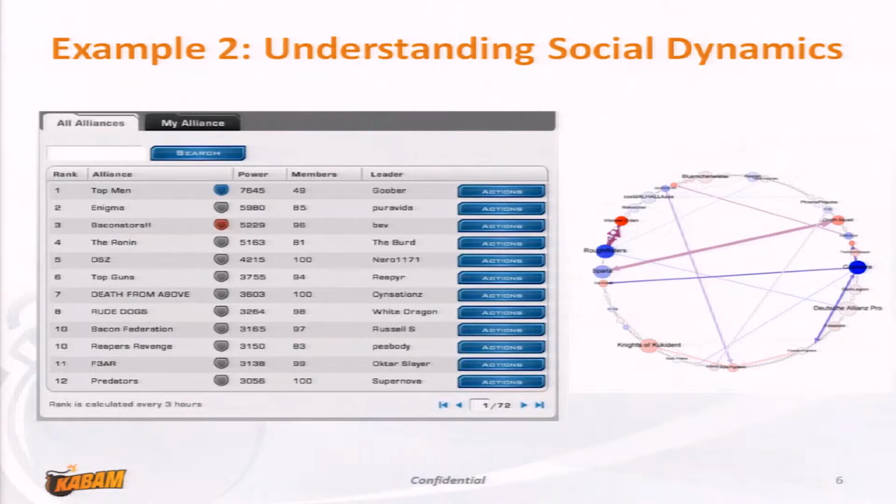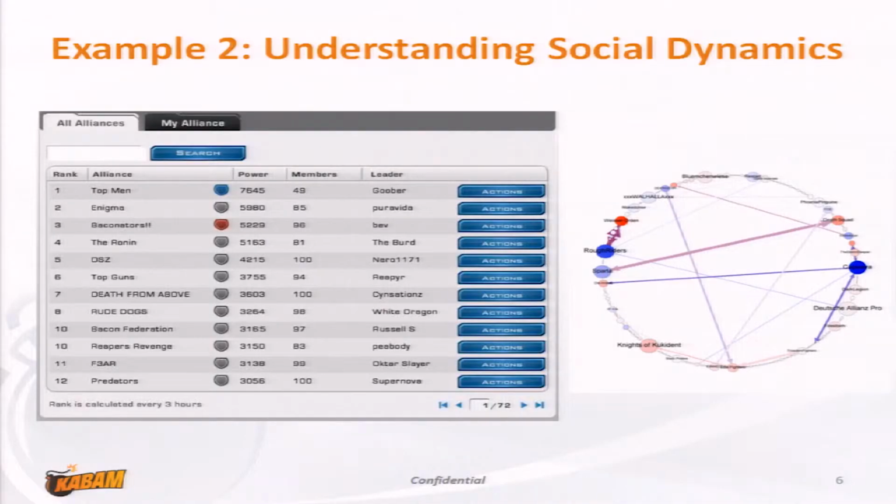So this is a screenshot of what an alliance information screen looked like. So I'm in this top one, call them top men. And this is basically rank ordered by the power of the alliances, the number of players in that alliance, and who the leader is. And you can also see which alliance you're hostile against, which is this red shield here. So we do a lot of battle against each other.